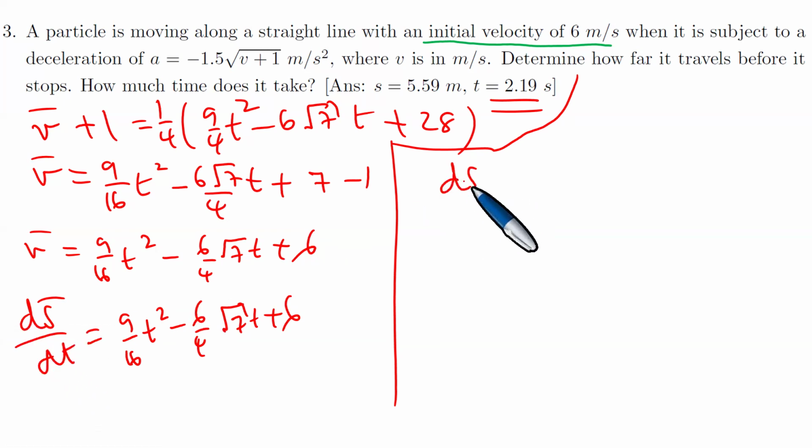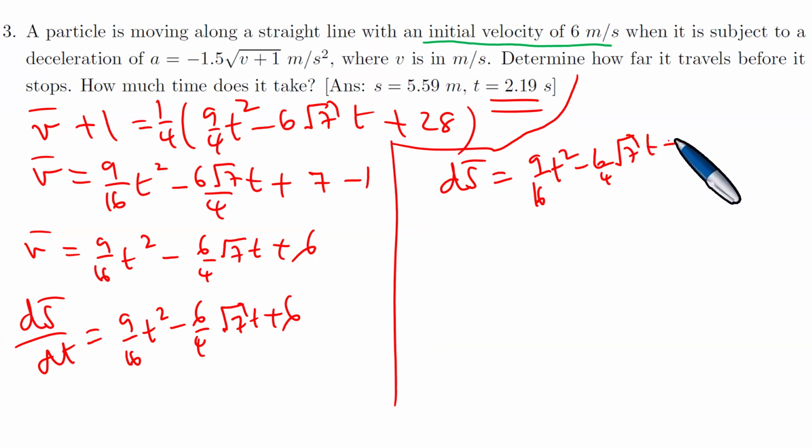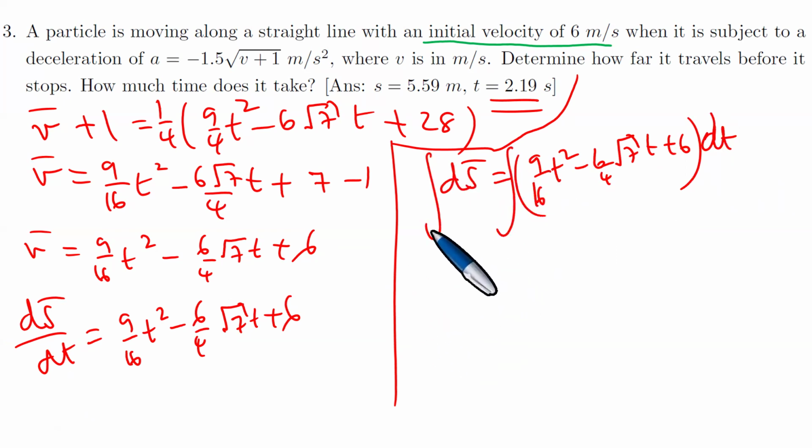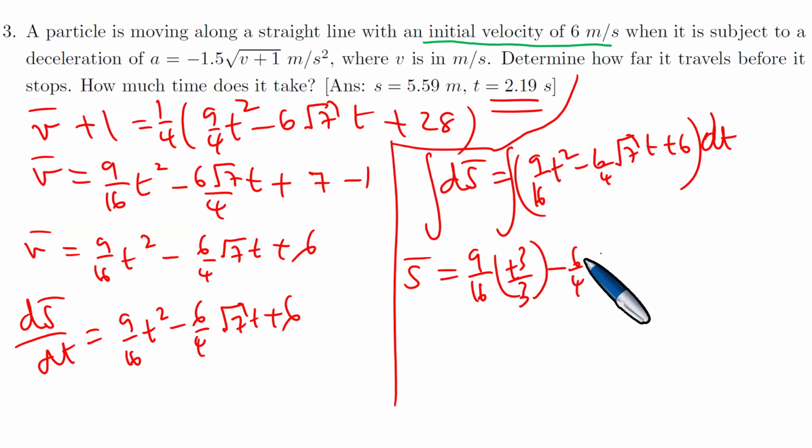All right, so with ds, there are many ways of doing this. So ds, we cross multiply here: 9 over 16 t squared, minus 6 over 4 the square root of 7 t plus 6, and then you put dt. Let's integrate this. Right, so you have 9 over 16. The integral of t squared is t cubed over 3. 6 over 4 the square root of 7. The integral of t is t squared over 2. And 6t.